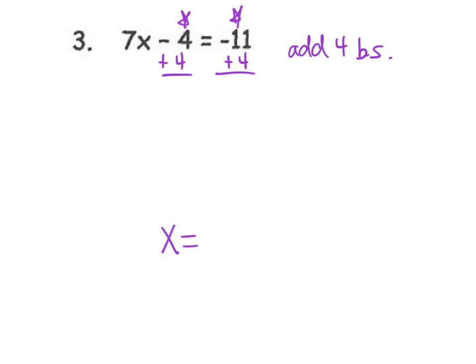Cool. Now, the 4 is canceled. Perfect. I'm really close to getting the x alone. But what's a negative 11 and a positive 4? Negative 7. 7x equals negative 7.